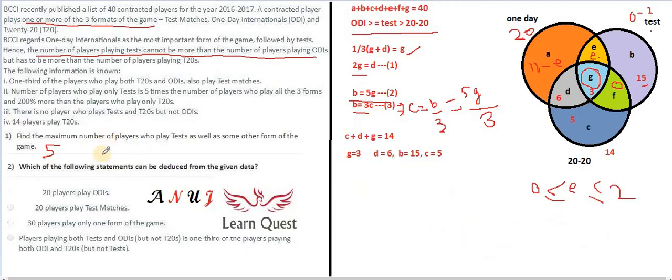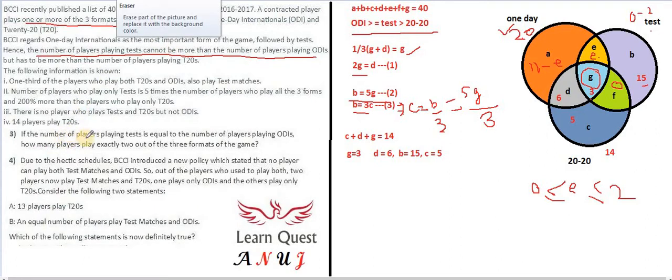Now let's continue with the questions. So the answer for the first question is 5. Now, which of the following statements can be deduced from the given data? 20 players play ODI. Of course, we already figured it out. So the answer for the second question is A. Let's see the other two questions which were there for this set.